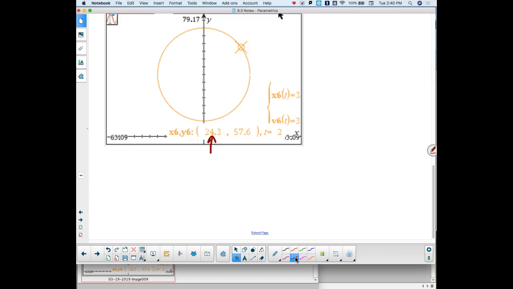So I'm 24.3 feet right of center, and I am 57.6 feet above ground. As my position.